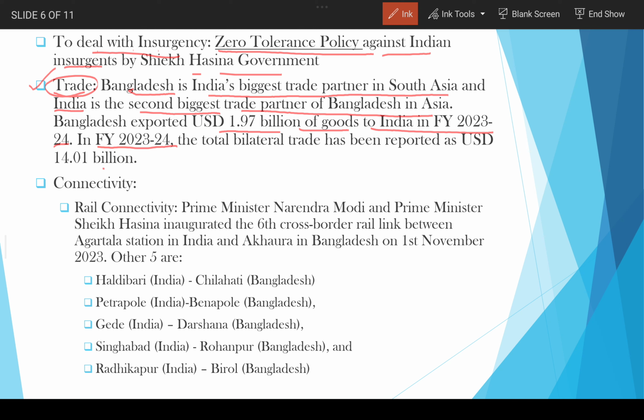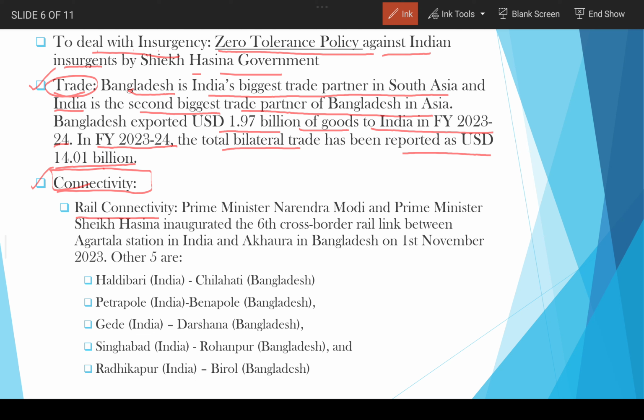And in financial year 23-24, total bilateral trade has been reported as $14.01 billion. So this is about the trade relations with Bangladesh. Then is connectivity. We have already talked about the two rail links which have been inaugurated in Bangladesh by India's assistance. Now let's talk about others as well.